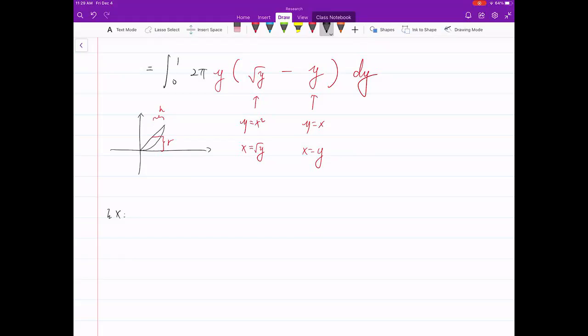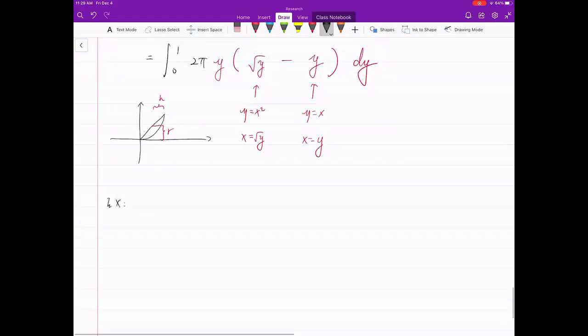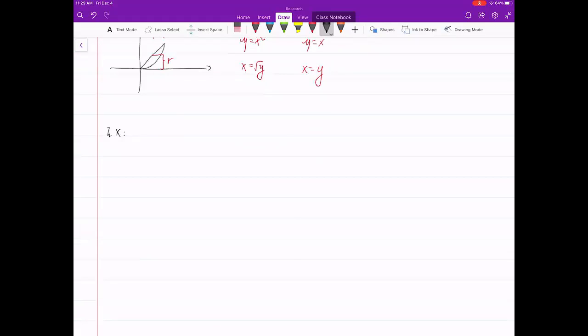So if you do it one way, you do it with the washer, you find this integral is impossible. Then maybe you can take an alternative and try the cylindrical shell. Sometimes it will be easier that way. Okay, no guarantee. No guarantee. All right, let's try one by yourself.